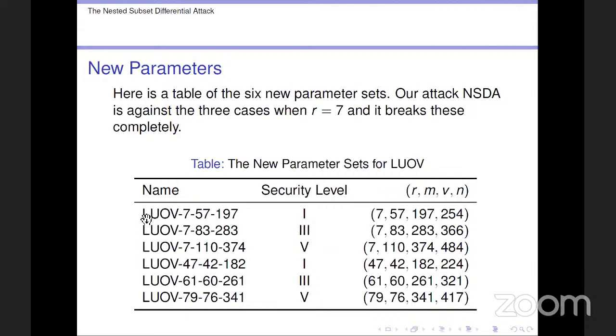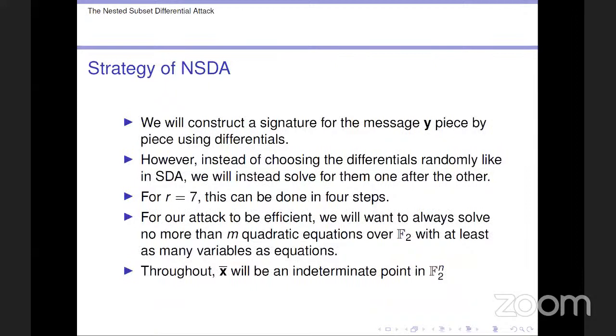We'll note that our attack in SDA does not defeat the other 3 parameter sets, but only the ones when R is equal to 7. So throughout here, we're going to have R is equal to 7. We will construct a signature for the message y piece by piece using differentials. However, instead of choosing the differentials randomly like in SDA, we instead solve for them one after the other. For R is equal to 7, this can be done in 4 steps.